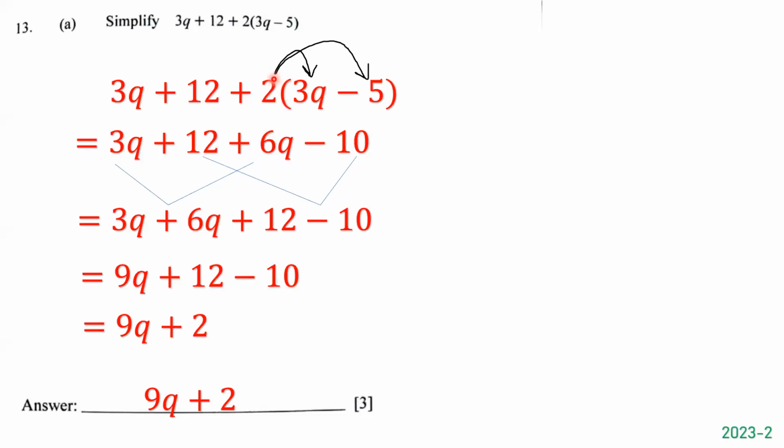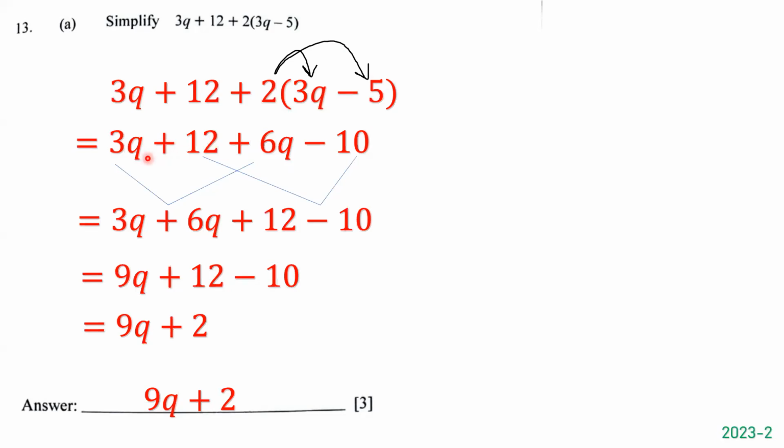So what we did is we multiplied 2 by every term that's inside of this bracket. And so we have 6q minus 10. We basically distributed the 2 across this expression. So 2 times 3q is 6q, and 2 times 5 is 10. So we have 6q minus 10. That's good for that side. Now we bring down 3q and 12, so 3q plus 12. And that's what we have.